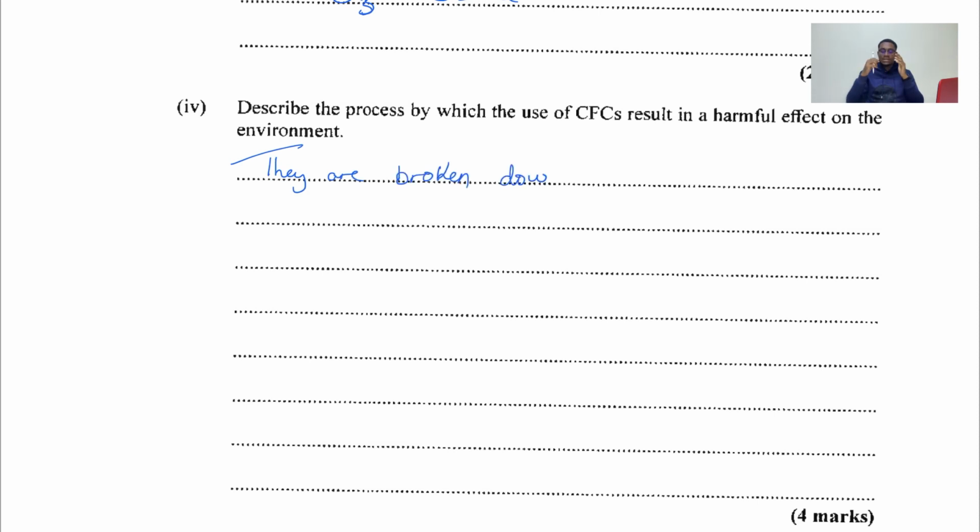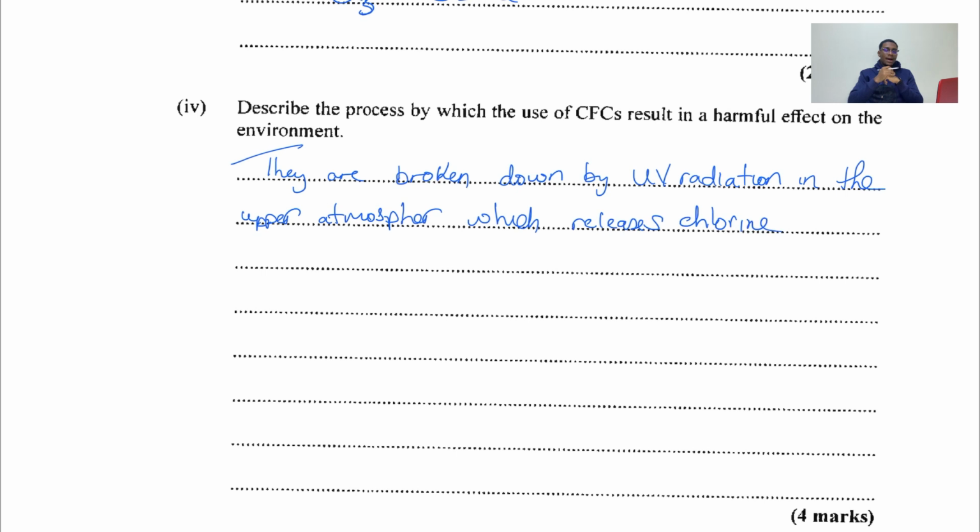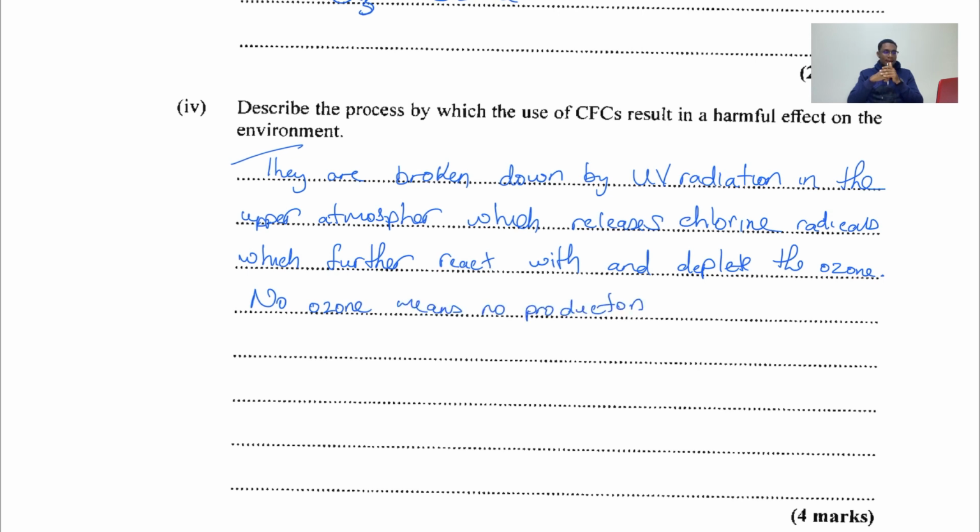It says that we must describe a process by which the use of CFCs results in a harmful effect on the environment. They are broken down by UV radiation in the upper atmosphere, which releases chlorine radicals, which further react with and deplete the ozone. No ozone means there's going to be no protection from the harmful rays. Things that can be affected are plant proteins. They get easily affected by UV radiation, which leads to the harmful mutation of cells.